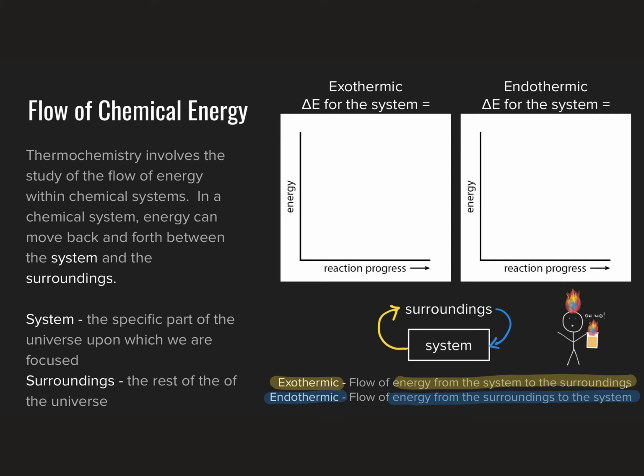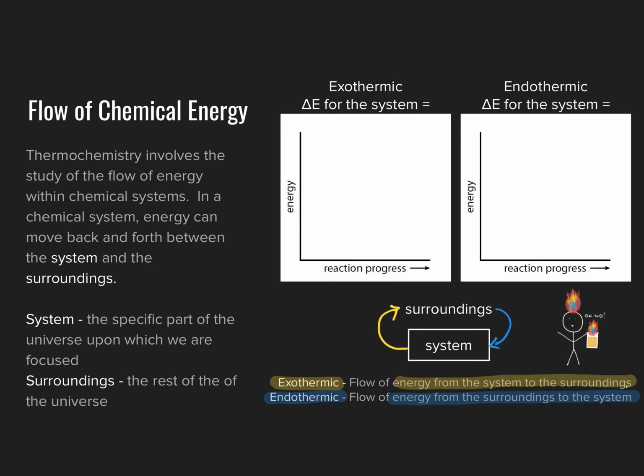And what you see here on this page are a couple of different graphs. Each of these graphs is what's called a reaction profile graph. On the x-axis, we show the progress of the reaction as time passes, and on the y-axis, we see the energy state of the system.